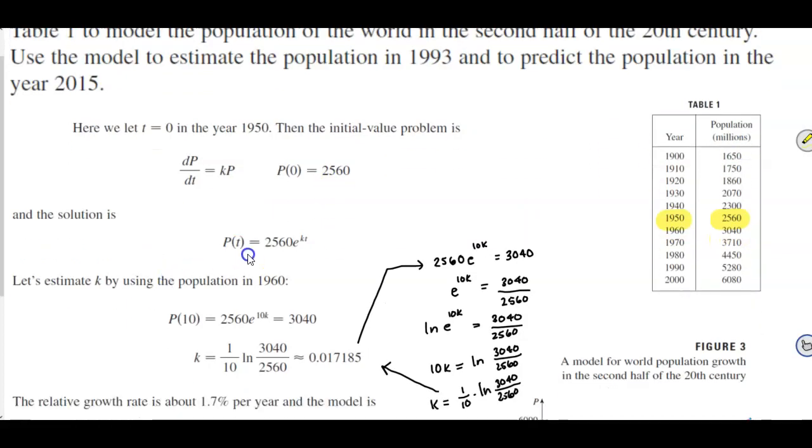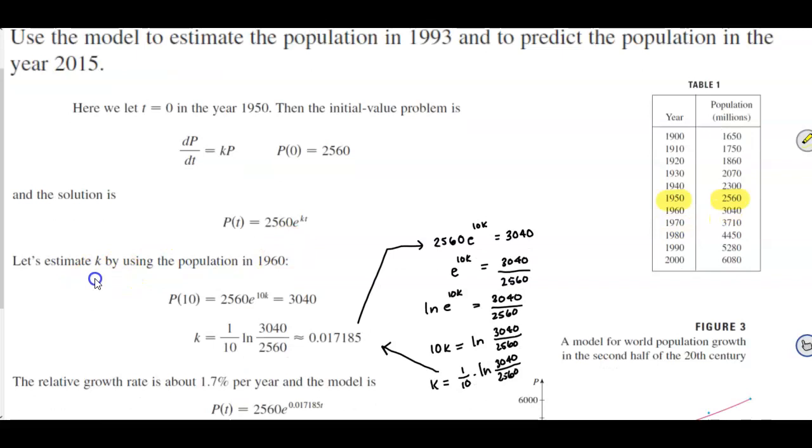So the solution ends up being the following. We have the formula P of t, which is equal to the initial population, e to the constant k times the time t. So we're going to estimate k by using the population in 1960. If we take a look over here, we have 1960 for the year, and 3,040 population in millions is the output. So how many years have passed between 1950 and 1960? Well, that's 10. So we know that t is going to equal 10, and the output's 3,040.